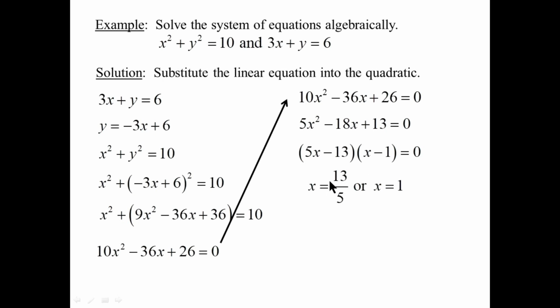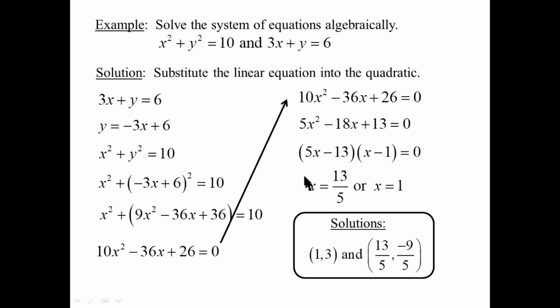And now, taking the x-coordinates of our solution and plugging them into one of these. How about this one? Looks inviting. -3x plus 6, plugging those two in, we get these points. When you plug the 1 in, you get -3 times 1 plus 6, which is this 3 here. And when you plug in 13/5 and do the math, you get -9/5. Those are our solutions. Let's take a look at this on the graph.